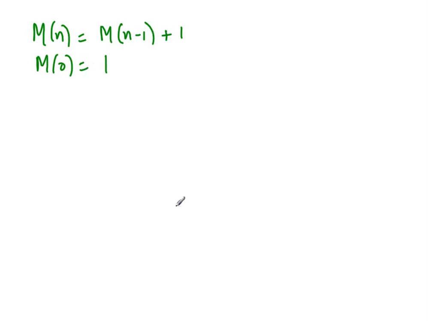So let's write out this recurrence again. We have m of n is equal to m of n minus 1 plus 1, and m of 0 is equal to 1. So how do we solve this? The simplest way to solve this is what is called backward substitution. We keep expanding and we look for a pattern.